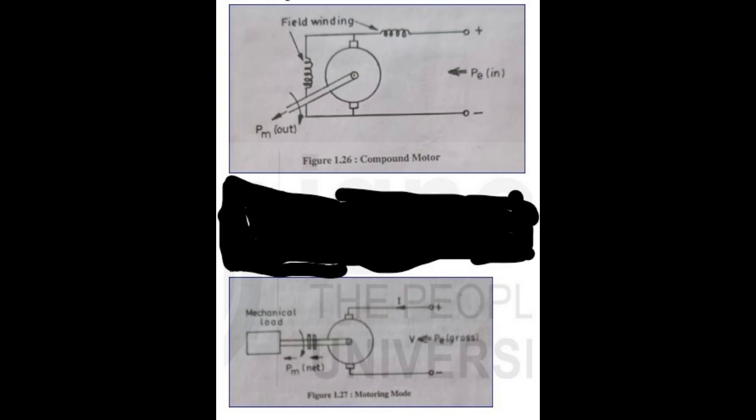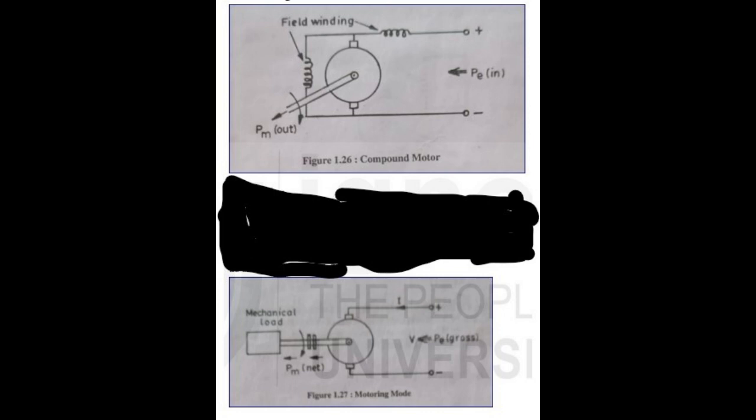Compound motors are used to drive rolling mills, etc. Power balance, torque and efficiency. When an electrical machine is used to work as a motor, it takes electrical power and converts it into mechanical energy to drive a load, as shown in figure 1.27. Look at the screen.